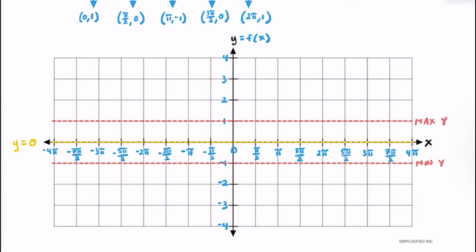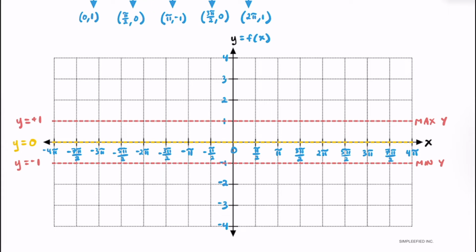And it's good to identify where our minimum and our maximum y values are going to be. So our minimum y value is going to be at y equals -1, and our maximum y value is going to be at y is equal to +1. So our cosine function is not going to go above or below these two y values. Alrighty, so let's go ahead and start plotting these points.